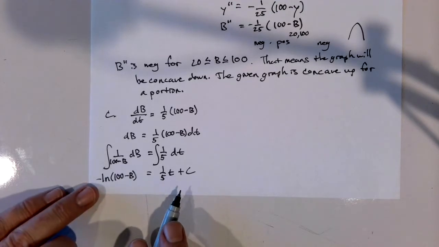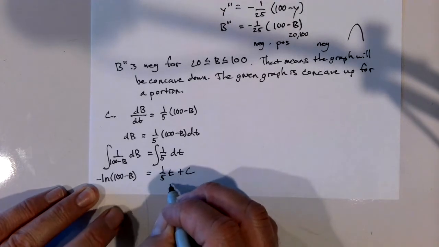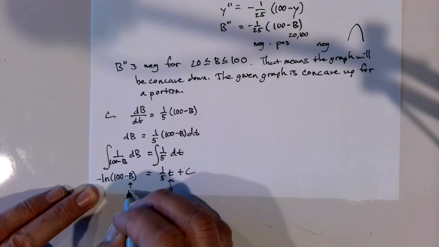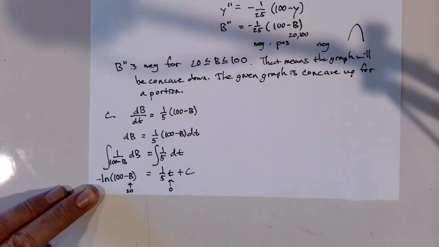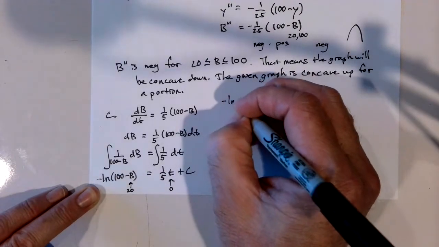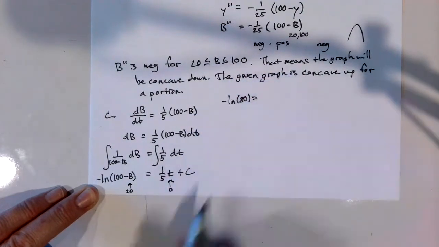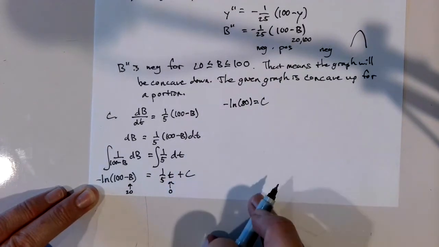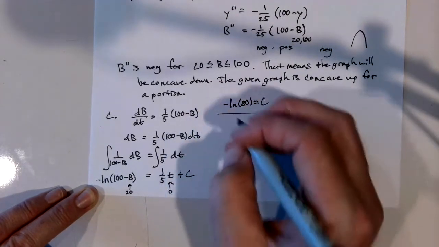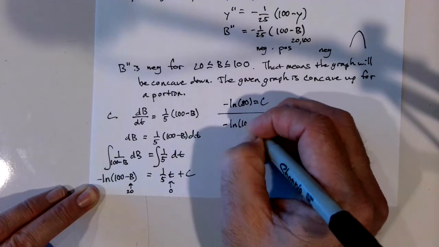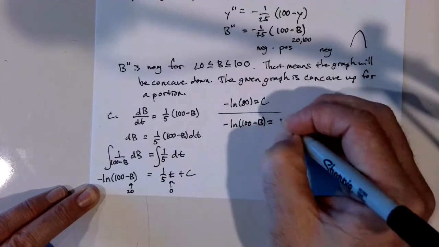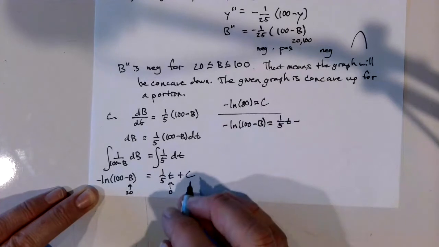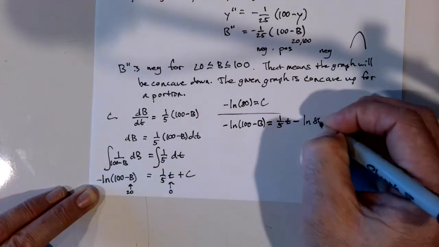So the initial condition says that at time equals 0, we know that B is equal to 20. So if I use that, I get negative natural log of 80 is equal to 0 times 1/5 plus C, so C is equal to that value. Now I can go ahead and solve. I go back to the negative natural log of 100 minus B is equal to 1/5 t minus, because C is negative natural log of 80.